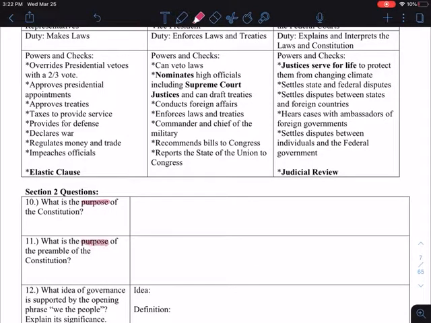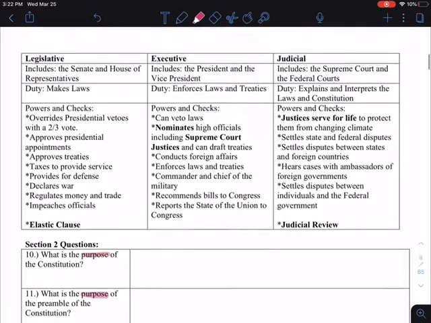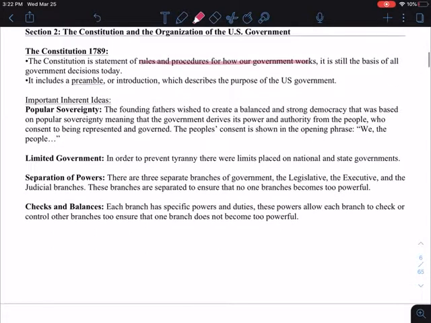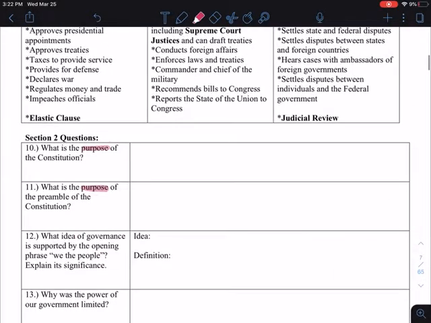What is the purpose of the preamble? Take a listen to the Schoolhouse Rock video again, but if we look at the preamble, it is the introduction and it describes the purpose of the government. It says, we the people, in order to form a more perfect union. No, I'm not going to sing it to you. It tells you what the document is going to say, just like any good introduction would do. What idea of governance is supported by we the people? We know that that is popular sovereignty.